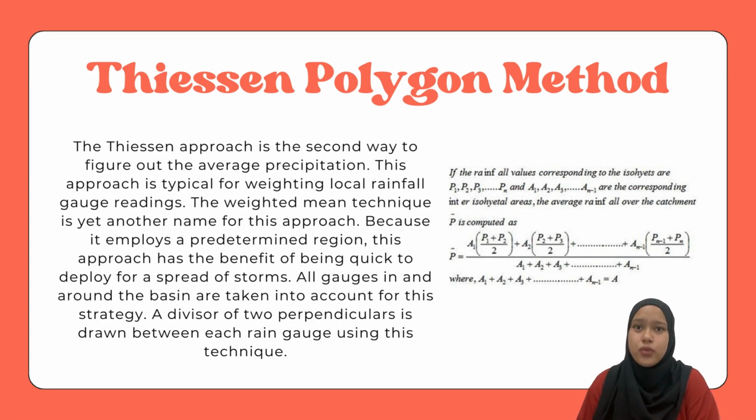A divisor of two perpendiculars is drawn between each rain gauge using this technique. There are four steps to this method. First, we connect each precipitation station with a straight line. Second, construct a perpendicular bisector of the connecting lines and form polygons with these bisectors. Third, determine the area of each polygon, and the last one is we calculate the average precipitation using the formula.